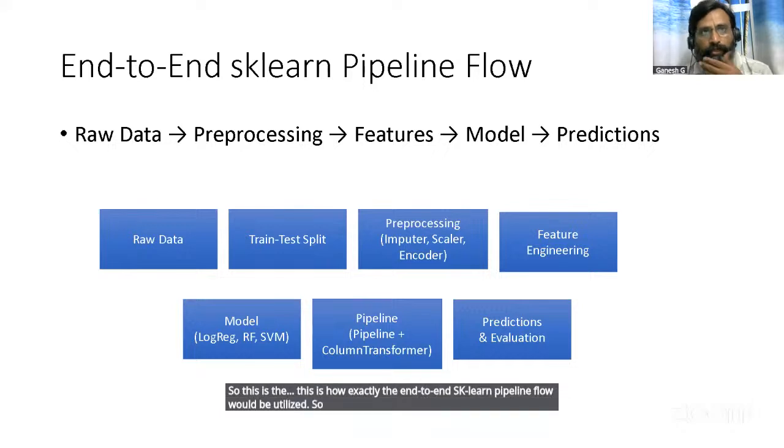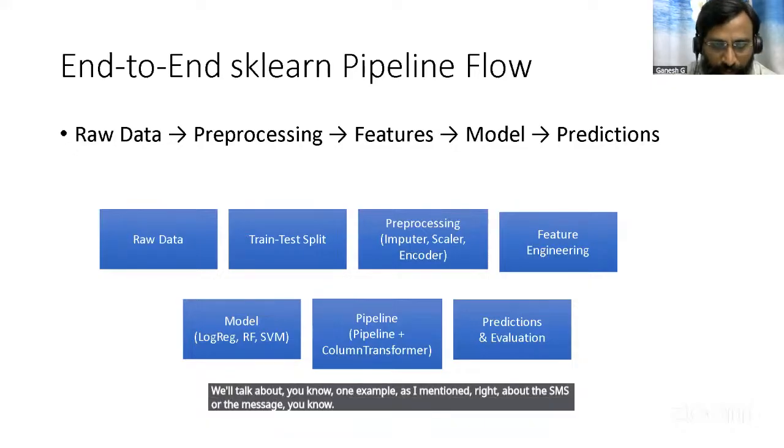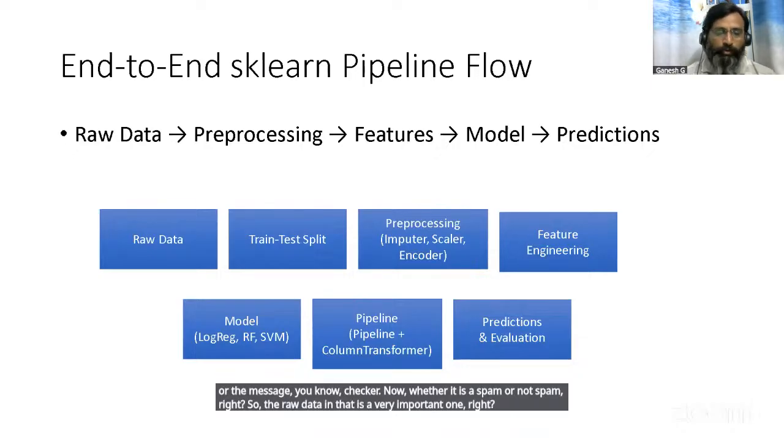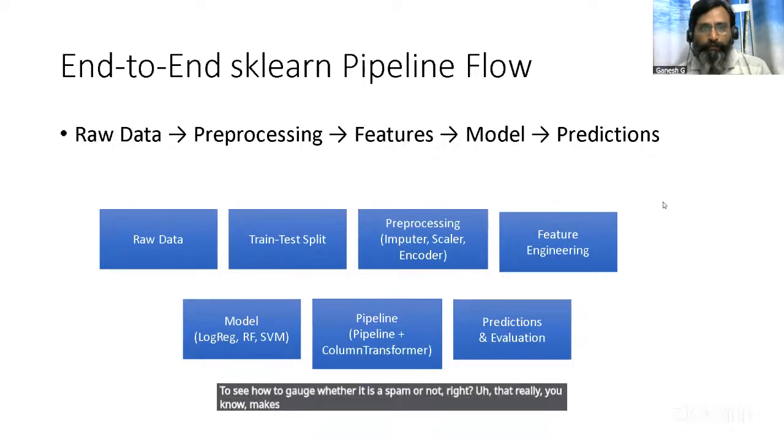When you are working on any problem statement, this is one thing that you should always look at. We'll talk about one example, as I mentioned, the SMS or message checker, whether it is spam or not spam. The raw data in that is very important. The amount of data that you provide for the pipeline, for the libraries to learn from, to gauge whether it is spam or not, really makes the model more efficient as well.